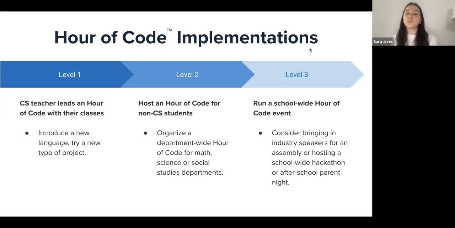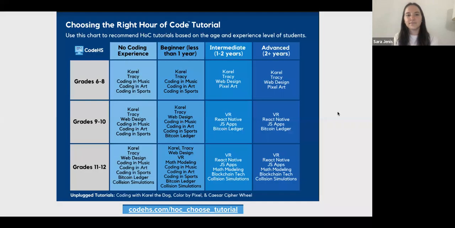And then the last level, which is really fun, is running a school-wide Hour of Code event. Some things you can do here are consider bringing in industry speakers for an assembly, hosting a school-wide hackathon. We actually do that as a company sometimes, which is really fun. Or maybe an after-school parent night to get parents involved as well. So those are a few ways that you can run it. The options really are limitless. If you have ideas, we'd love to hear about those in the chat. If you've used these before or done anything creative or are thinking anything creative, we can help set that up for you.